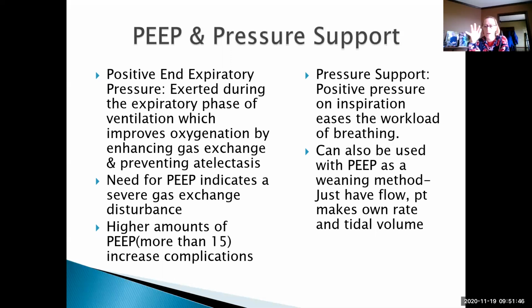Usually a normal PEEP would be about a PEEP of 5. But when you start to get higher amounts of PEEP, it really indicates that there's a severe gas exchange disturbance. They have stiff lungs, and they just really want to keep those alveoli as open as possible, so they'll give them a lot more PEEP. But PEEP does come with complications the higher you get. It can cause barotrauma and other issues as well.